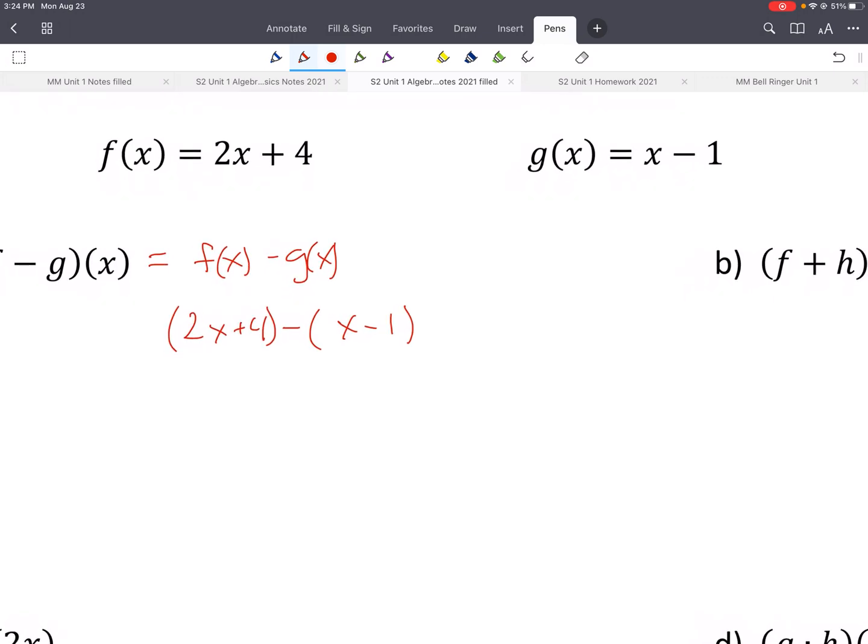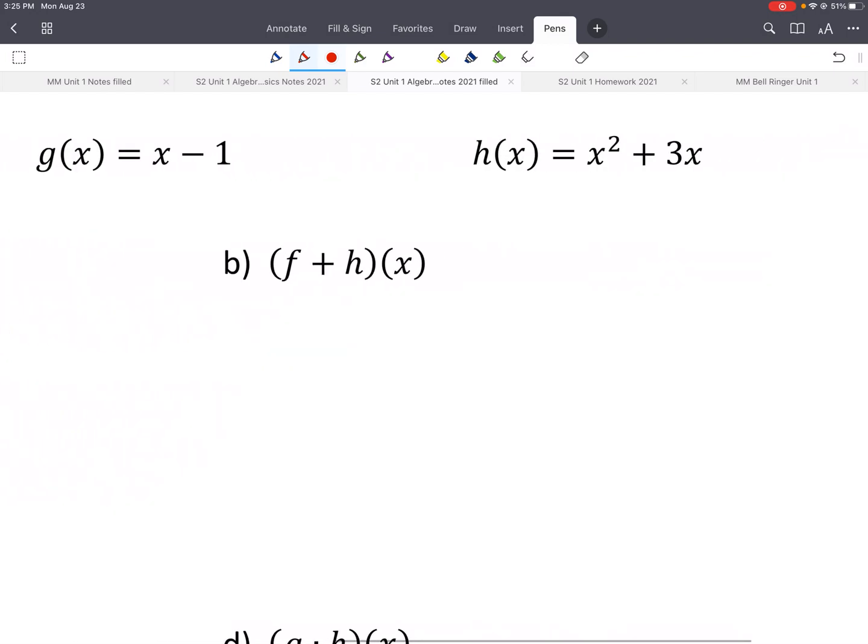polynomials. So in this situation, we would maybe want to distribute that negative. So we have this 2x plus 4, and then we distribute that negative, so we get negative x, and then a negative times a negative 1 would give us a positive 1. Again, if it helps, you can put a 1 there and distribute a negative 1. Then we just need to combine like terms. So we have our x's, so we have x, and then we have our constants, which give us plus 5. So that's subtracting functions.